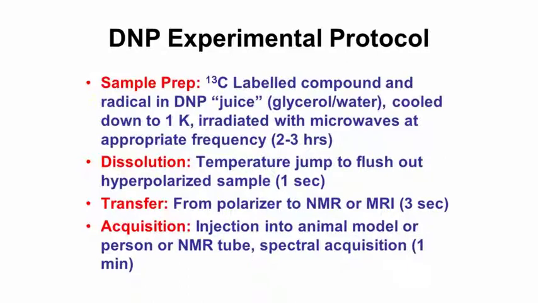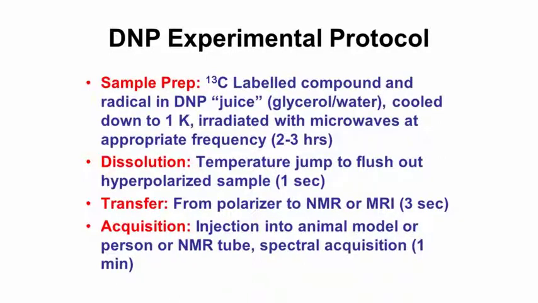So the standard protocol here is to take your sample, and it might be typically C13 or N15, so it's isotopically labeled and enriched. You put a special radical into it. So it's typically a trityl radical that helps facilitate that electron polarization because it's going to have a free electron to transfer to your carbon/proton nucleus of interest. You put it in what's called DNP juice, which is a mixture of glycerol and water. Cool it down so it's frozen, irradiate with microwaves, and let it sit there while it's being irradiated for about 3 hours. So it takes a while.